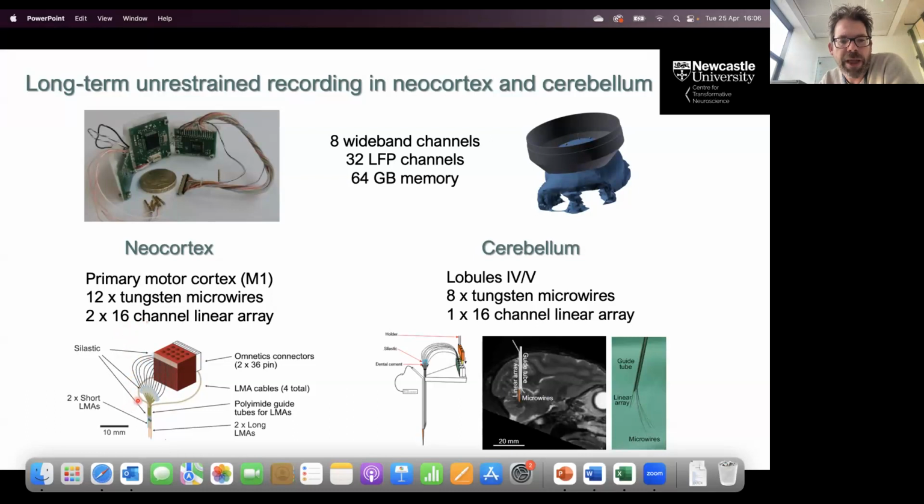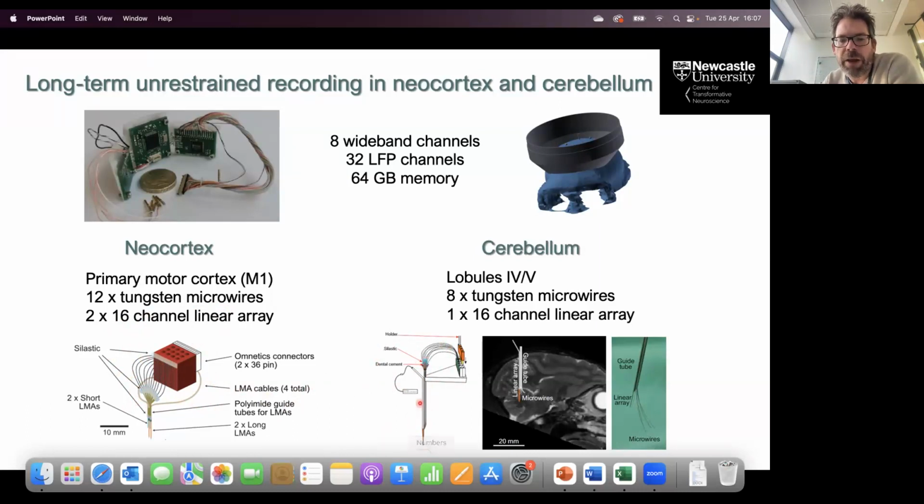We get very stable recordings over multiple days. But then if we lose the neurons, we can move the electrodes up and down to find new cells. We had to adapt this design slightly to record from the cerebellum. These flexible microwire electrodes wouldn't get through the tentorium on their own, so we put them inside a guide needle.